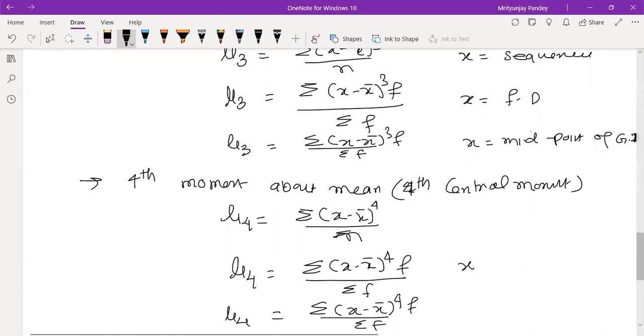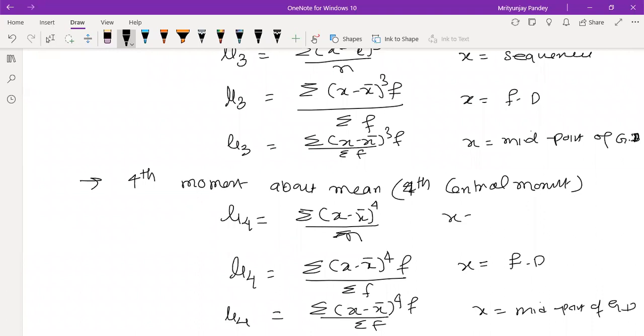Here x is frequency distribution data. Here x is the midpoint of grouped data, or here x is a sequence. Understood?